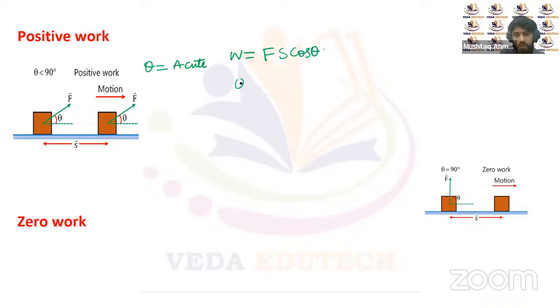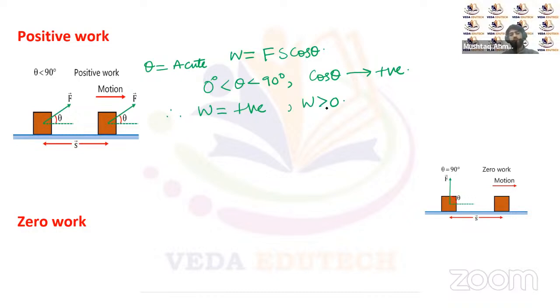So for theta less than 90 degrees, or greater than 0 degrees, the value of cos theta will be positive. Therefore, work done will be positive, or we can say W will be greater than 0. So if the angle between the force and the displacement is less than 90 degrees, then the work done will be positive.